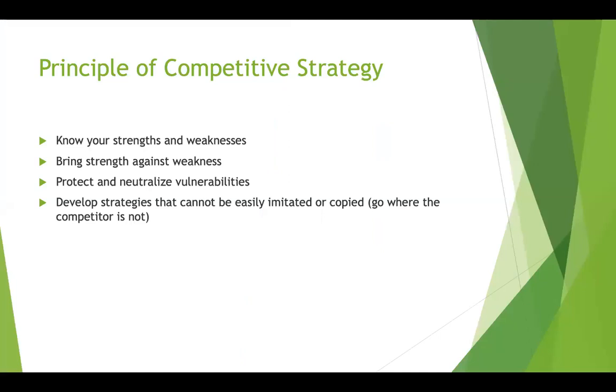Okay, so here the weaknesses are not your company's weaknesses, they are your competitor's weaknesses. So you need to use your strengths to beat your competitor's weaknesses. You need to know the meaning behind this point: whose weaknesses? The third one is protect and neutralize vulnerabilities. So if you have weaknesses, you have to protect them from other companies' competition. The last one is develop a strategy that cannot be easily imitated or copied. So we have learned VRIO, so we have to make sure our resources and capabilities are inimitable.